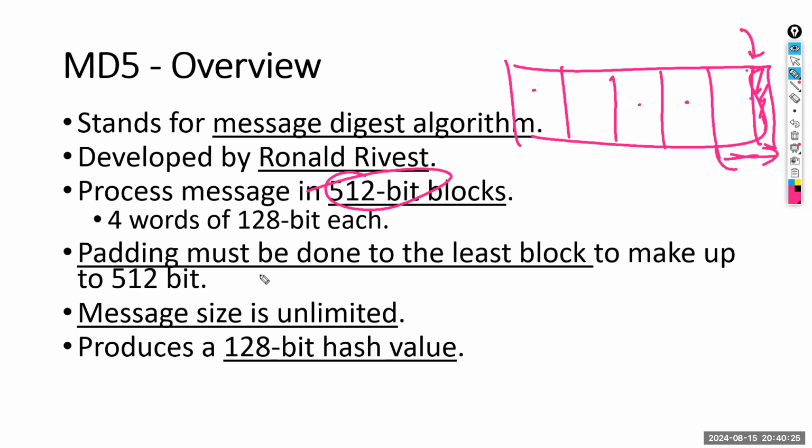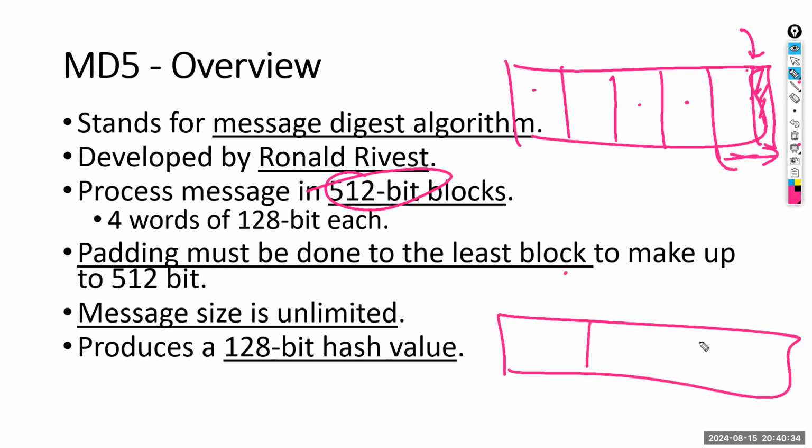We call that padding. Padding must be done to the last block to make it up to 512, because when you have data like this, there's no guarantee that it will always break evenly into 512. So to make the last one also 512, you need to add some extra bits. That is called padding. Of course, the amount of padding depends on your data, but we need to make sure we do some padding to make your final block also 512.